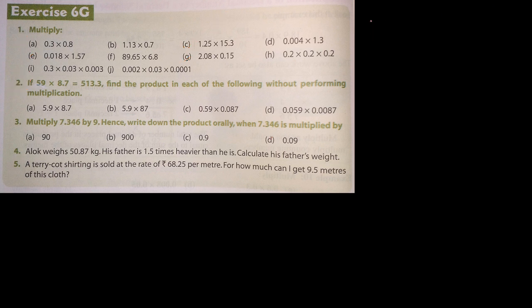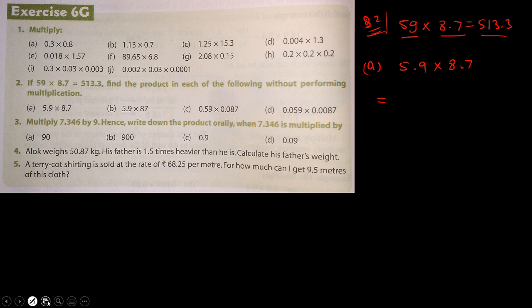So now what question second is saying: if 59 multiplied by 8.7 is equal to 513.3, find the product of each of the following. Part A, 5.9 into 8.7. Now this is very simple. You can say that 59 multiplied by 8.7 is 513.3.